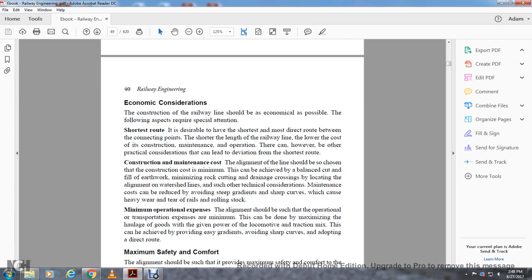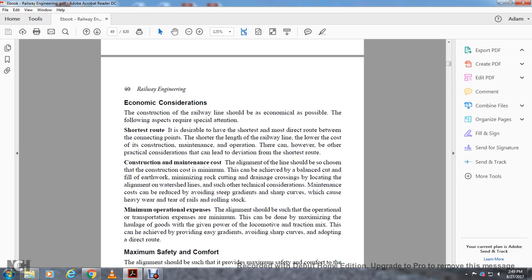Construction and maintenance cost. The alignment of the line should be chosen so that the construction cost is minimum. This can be achieved by balancing the cost with the earthwork, minimum rock cutting, drainage costs, and locating the alignment along the watershed, and other such technical considerations. Maintenance cost can be reduced by avoiding steep grades and sharp curves, and the cost of heavy wear and tear of the rail and rolling stock.